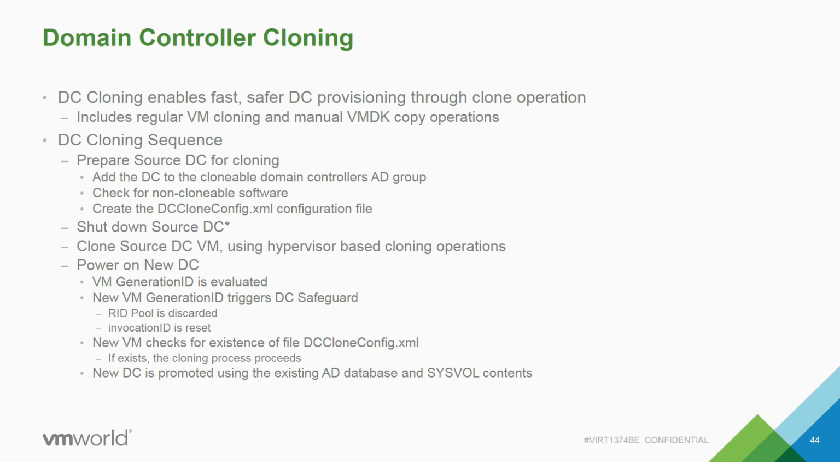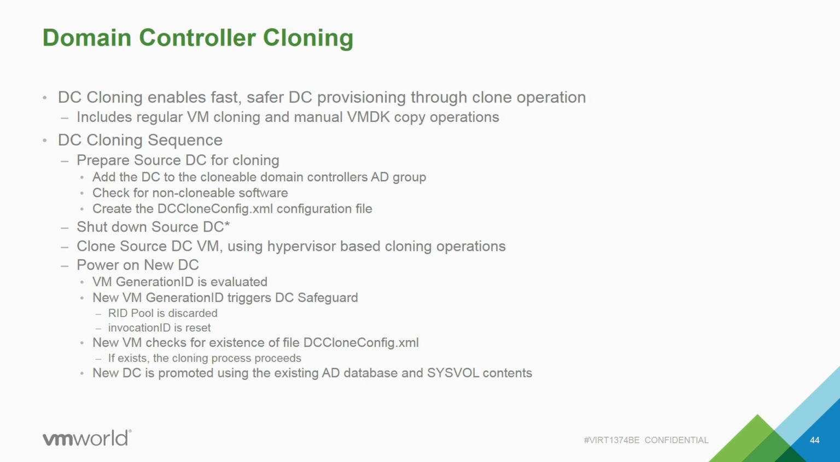And then you have to create this file called the dclone config file on the source domain controller. And what that does is it validates that software on the domain controller is supported in cloning. And we'll show you a little bit about what that looks like. Shut down the source DC. Notice how important that is. Your source DC is down for the entire cloning operation. That means don't shut down one with a PDC emulator or any other FSMO role for that matter.